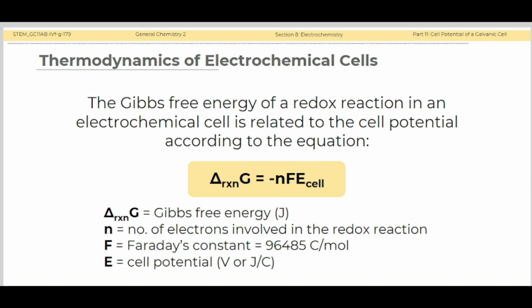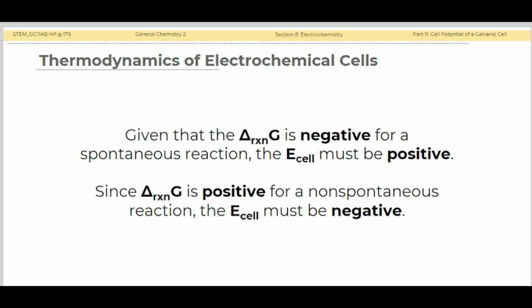The Gibbs free energy of a redox reaction in an electrochemical cell is related to the cell potential according to the equation. Gibbs free energy of reaction equals the negative of the number of electrons involved in the redox reaction times the Faraday's constant, which is equal to 96,485 coulomb per mole, times the cell potential in volts or joule per coulomb.